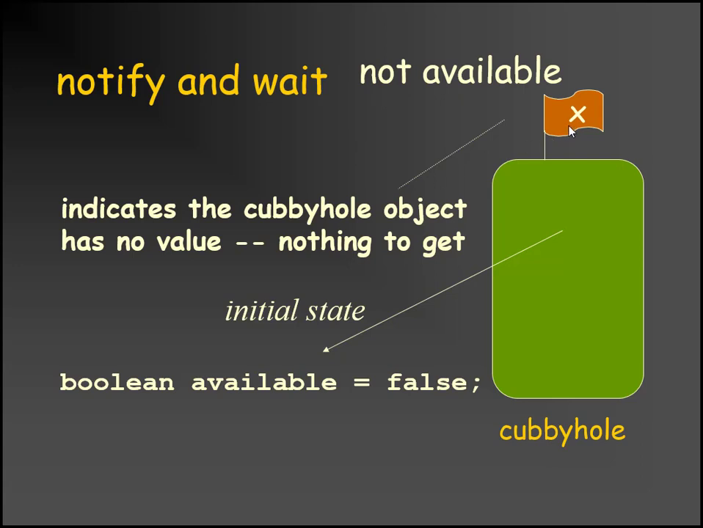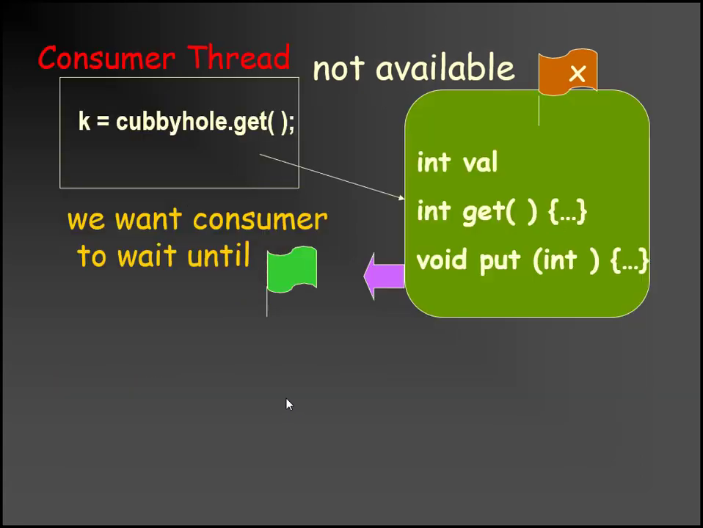So when we start, there's nothing in the cubby, and it has no value. The initial state in our code is that the Boolean value, which is named available, is going to be false. Then the consumer thread comes along, and before it calls get on the cubbyhole, it looks at the flag. If the flag is not available, we want the consumer to wait.